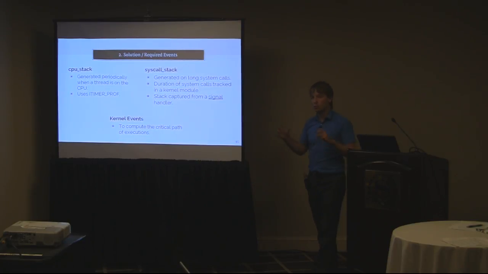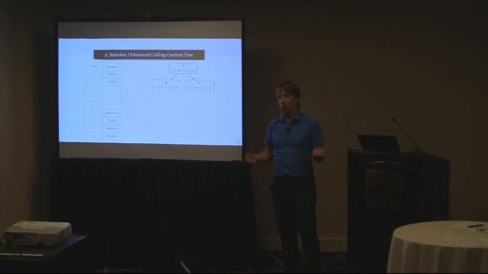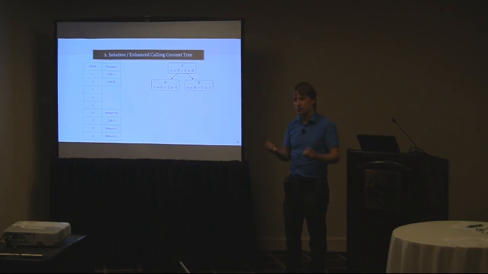In addition to these two call stack events, in order to use TraceCompare, we need to record existing kernel events that are used mainly to compute the critical path of the task executions that we will compare. Once we have recorded one or multiple traces, we need to extract information about the task executions that they contain so that we can compare them between themselves. We created a new data structure called enhanced calling context tree that can represent the performance characteristics of task executions. We use that data structure as an input to our comparison algorithm.